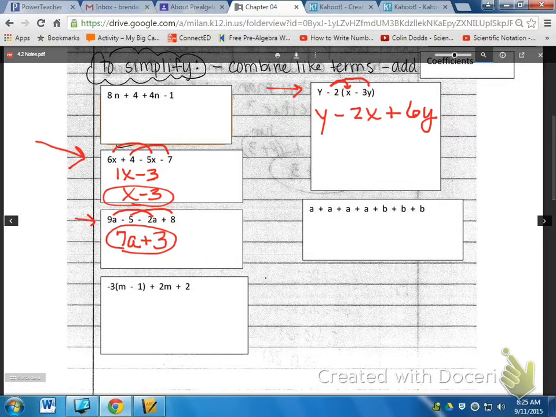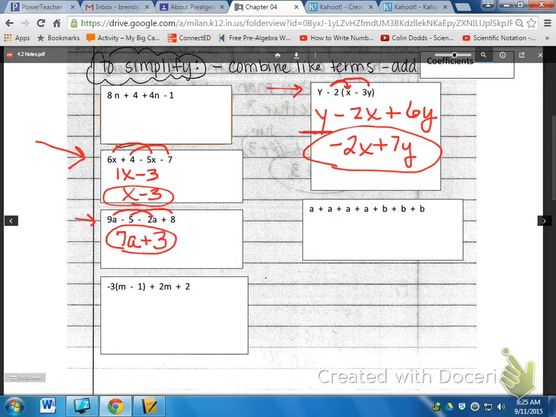Okay, so I have two different letters. So what I'm going to do is go alphabetically. X should come first. There's not like terms with x, so you just write down negative 2x. And then the y's come next. Well, there are a couple of those. What number is in front of this first y? Anybody know, Trayton? 1. So 1y plus 6y would make it 7y. Good. So negative 2x plus 7y.